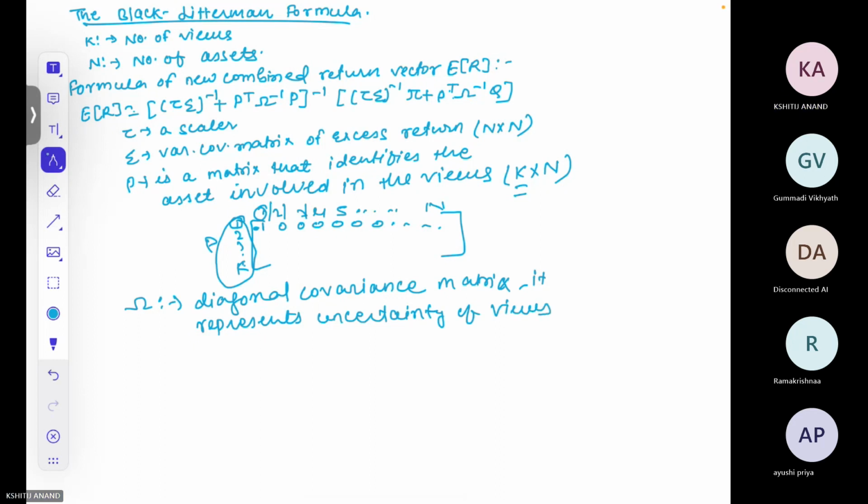Okay. And then Q. Q over here is the view factor. Okay. We will see in detail what the Q factor is. So it is a k into 1 column factor. And then the first term is pi. Pi is basically the implied equilibrium return.